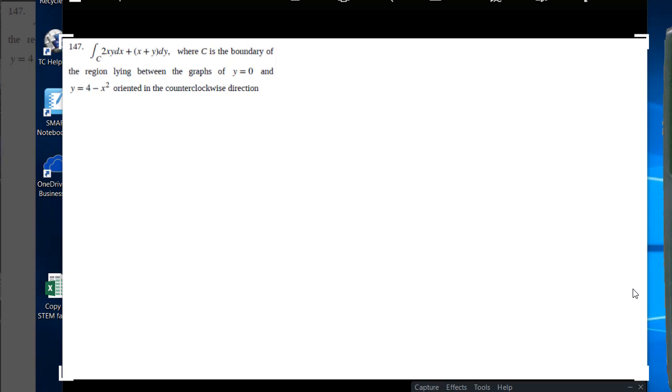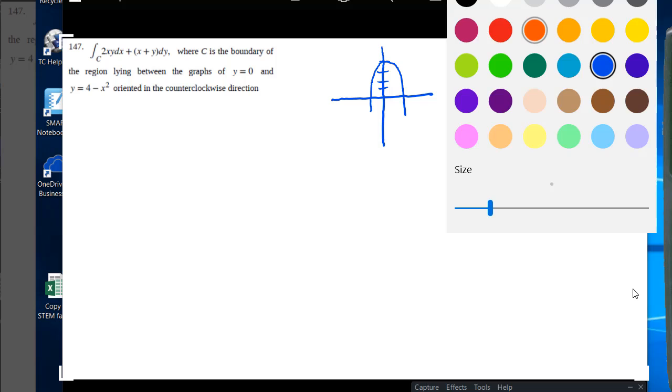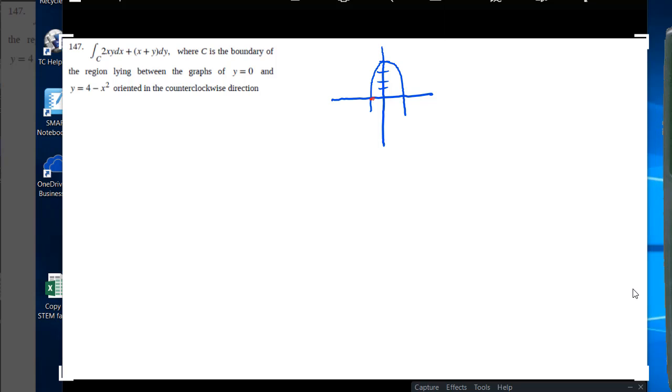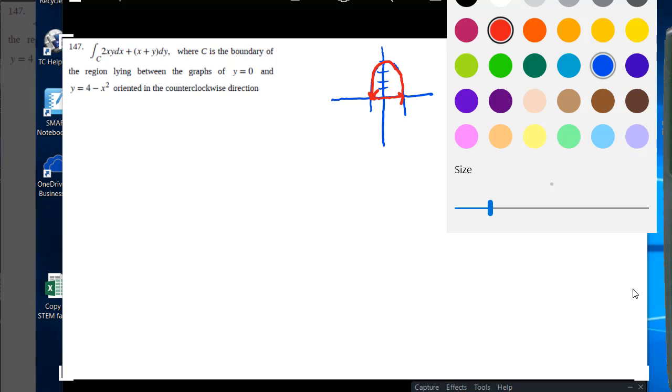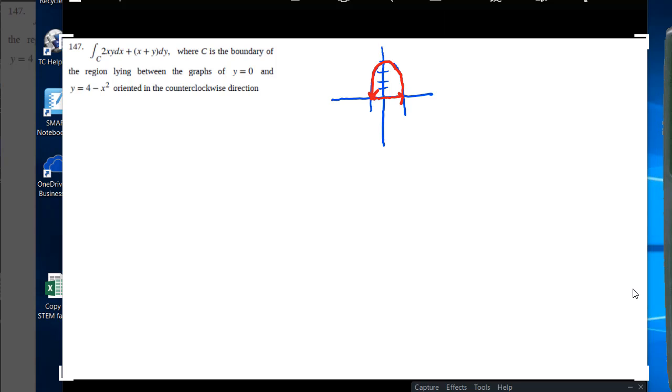Okay, so on this one, what we need to do is take a look at the region we're talking about. So the graph of 4 minus x squared would be the parabola, and we're going counterclockwise around here. That's the line integral. Not particularly wanting to do two line integrals, we'll try to apply Green's theorem.